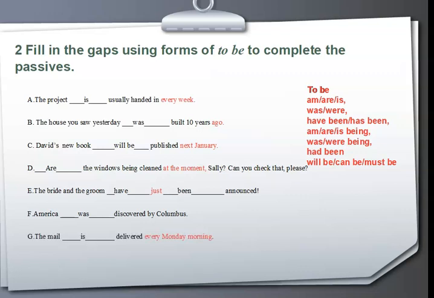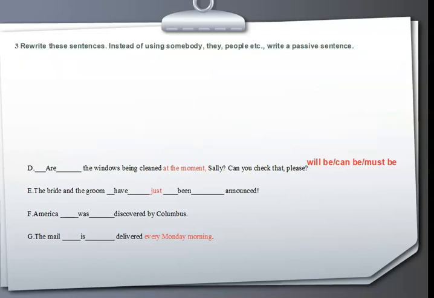The mail is delivered every Monday morning. Is delivered every Monday morning is the present simple time reference. Every Monday morning describes some kind of routine happening all the time. So we are adding is in this sentence.